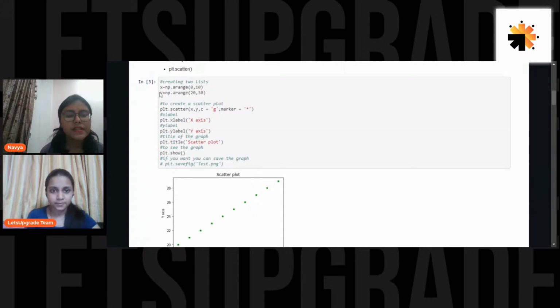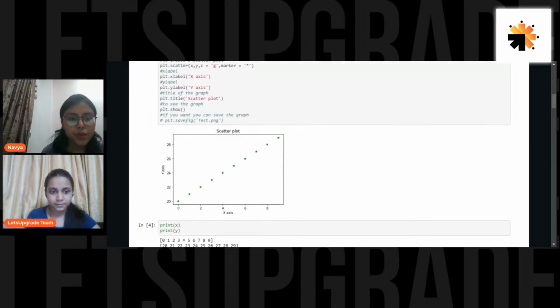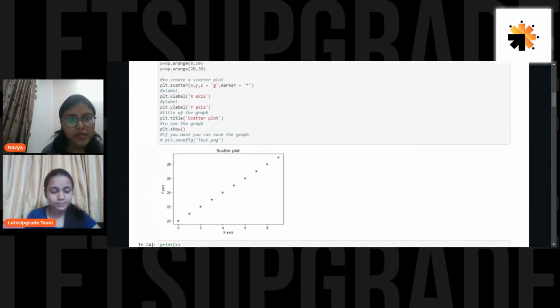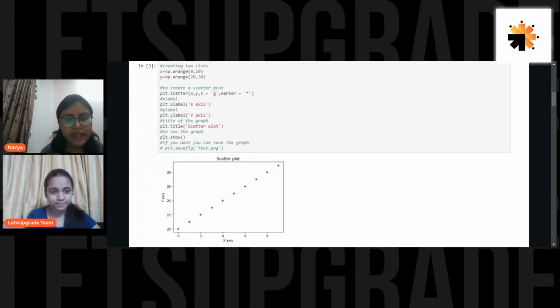Creating two lists. So suppose x and y, because when you're plotting, you'll have an x coordinate and a y coordinate. So for the x coordinate, I'm keeping the range 0 to 10. Okay, so it's 0 to 10, and then you can see 0, 2, 4, 6, 8, and this one is your 10. Now 20 to 30: 20, 22, 24, 26, 28, and this is 30. Now plt.scatter. This means x, y, c, scatter plot.